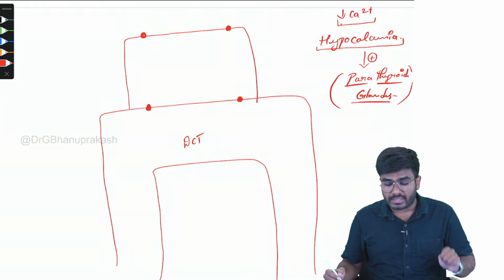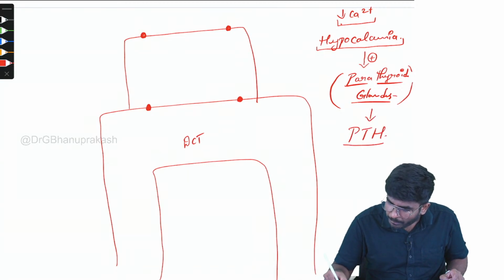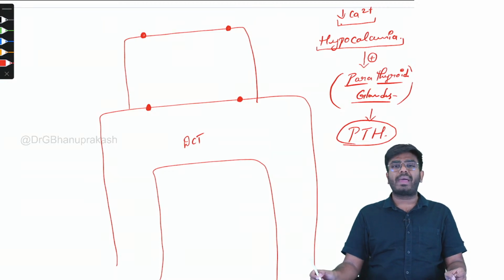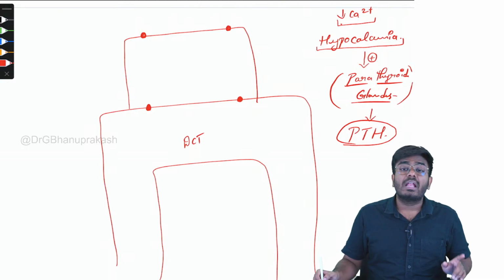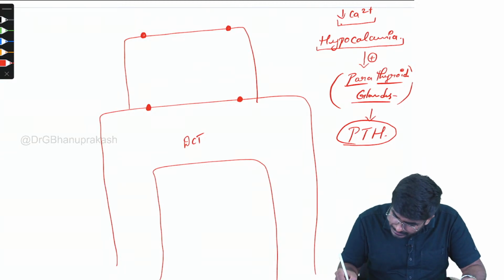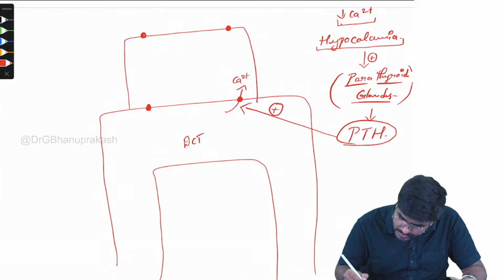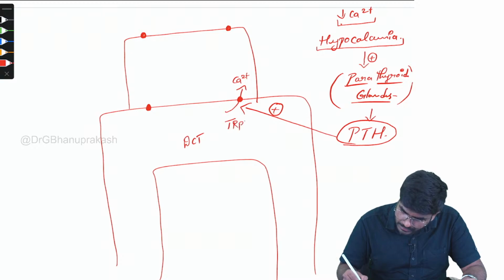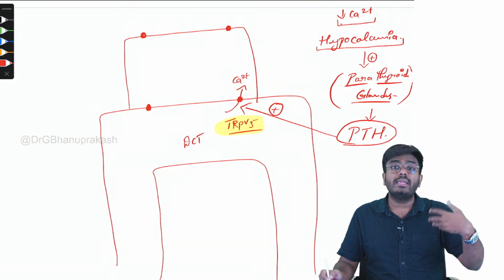There are 4 parathyroid glands. Now, what are these parathyroid glands doing? They will secrete a hormone called parathyroid hormone. Do you know what this parathyroid hormone is going to do? It will activate this channel, which increases the calcium reabsorption. What is that? TRPV5, the transient receptor potential vanilloid channel 5.